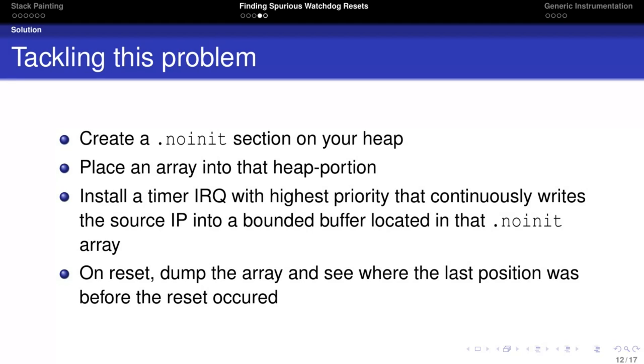So the idea is the following. We reserve some space in this noInit section and we put an array in there. Then we install a timer IRQ with highest priority, and what it does is it continuously writes the source instruction pointer into a bounded buffer that is located in that noInit array. So it'll execute every millisecond or so, and it will write the location that the instruction pointer was at when the ISR was called into some bounded buffer.